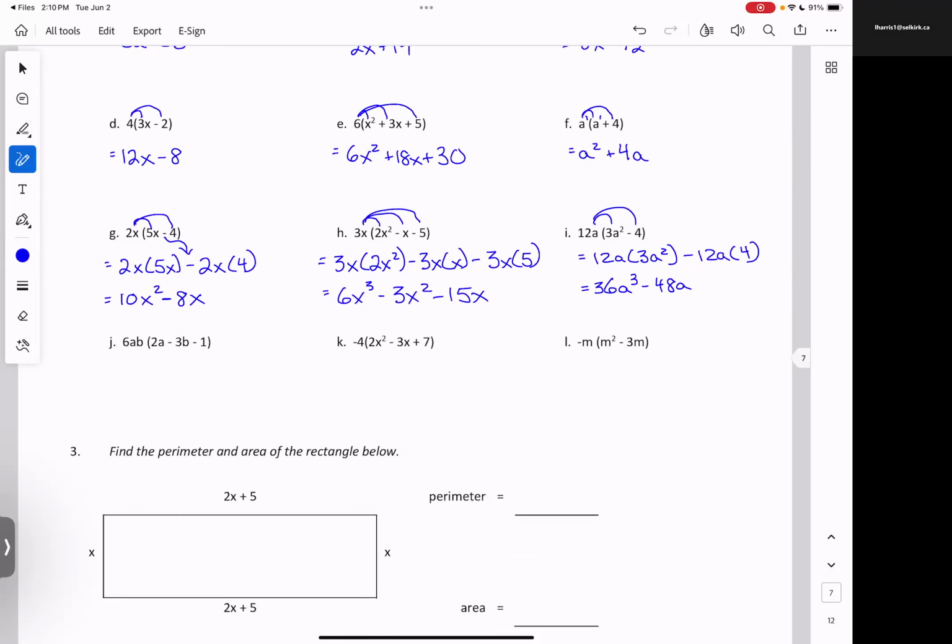Okay. And same sort of thing here. So we distribute out that 6ab. So it would be 6ab multiplied by the first term of our polynomial, which is 2a, minus 6ab times 3b, and then minus 6ab times 1. Don't forget about that 1. It's important there. And so when we multiply those all through, we get 12a squared b minus 18ab squared. And then 6 times 1 just gives us 6, so minus 6ab.